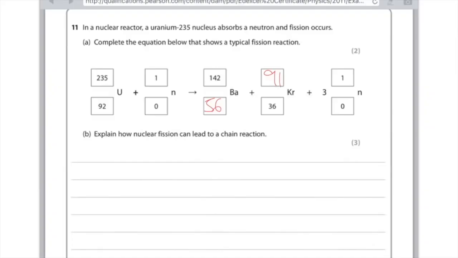B. Explain how nuclear fission can lead to a chain reaction. So for the first mark you want to say that the neutrons are released, that these are then absorbed by other uranium nuclei, and this causes further fission reactions. For another mark you could have said that neutrons are slowed by the moderator, but I don't really know why you'd think to write that particularly.